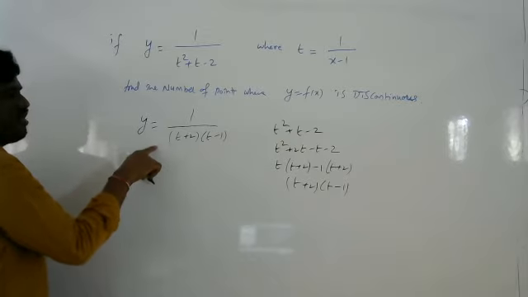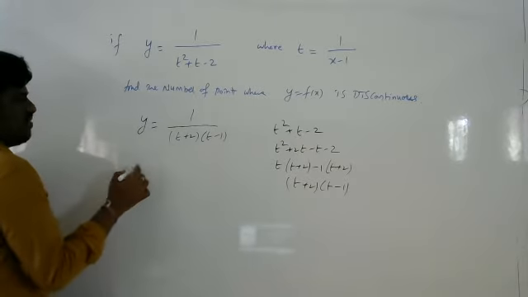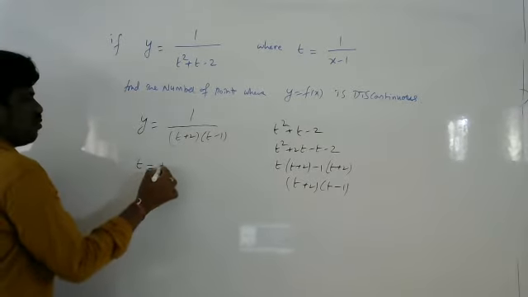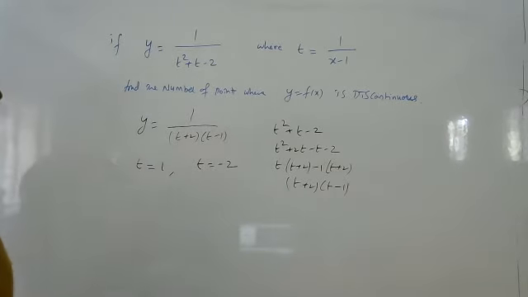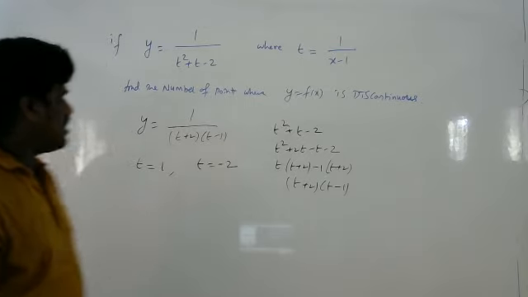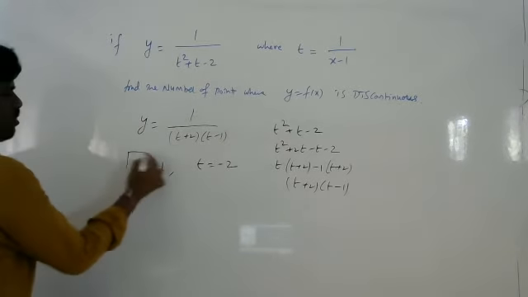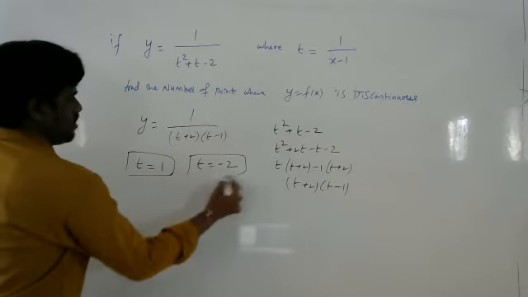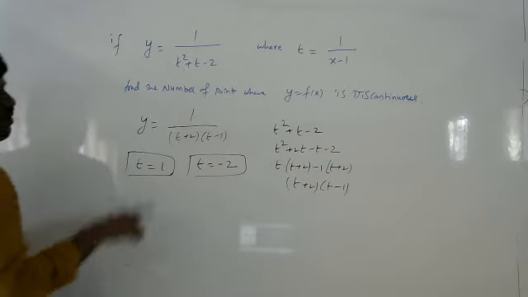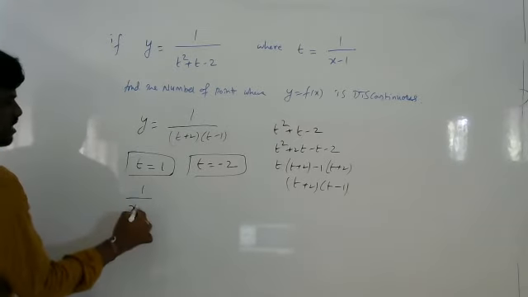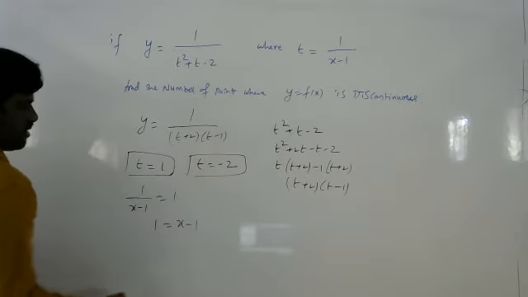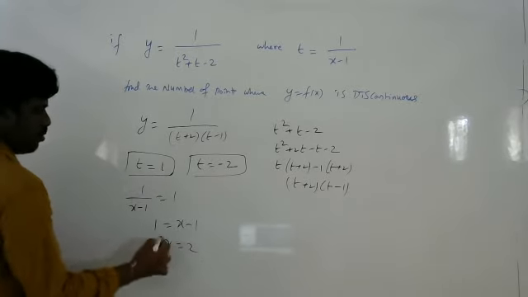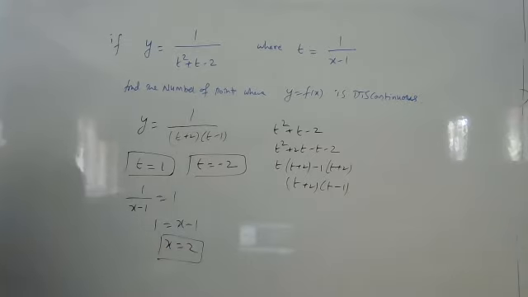When is this function not defined? When t is equal to 1 and t is equal to minus 2. What is t here? Substitute. So t is equal to 1 and t is equal to minus 2 are discontinuous. What is t here? 1 by x minus 1 is equal to 1. So 1 is equal to x minus 1, x is equal to 2. So at x is equal to 2, it is discontinuous.